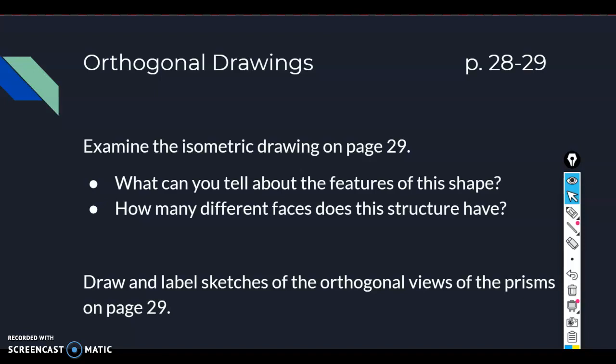There is another type of drawing of three-dimensional shape. Look at the orthogonal drawings of the four-cube structure. If we look at number 1, we are going to draw and label the sketches of the orthogonal views of the prisms on page 29. So pause the video and answer question 1 on page 29 in your notes.